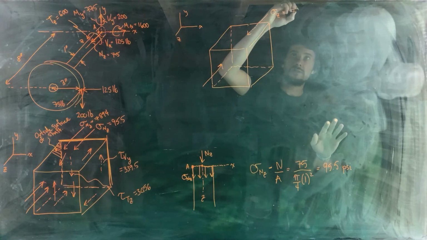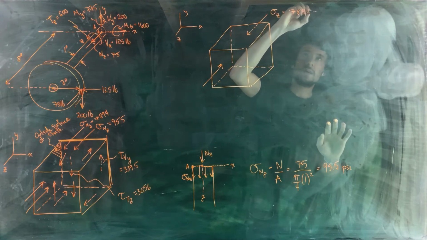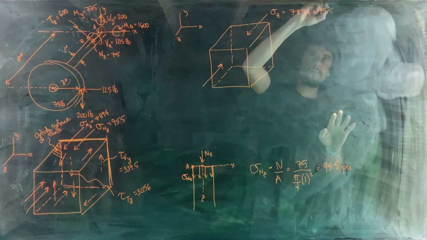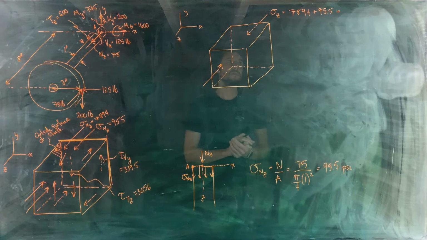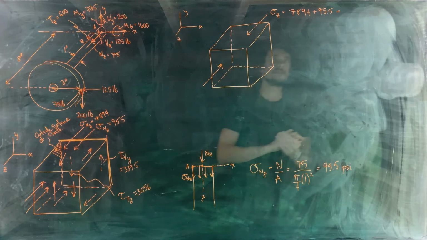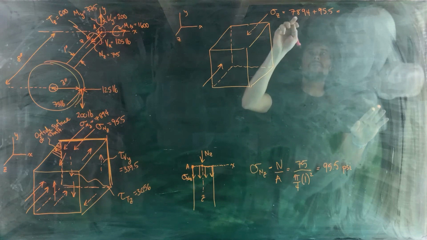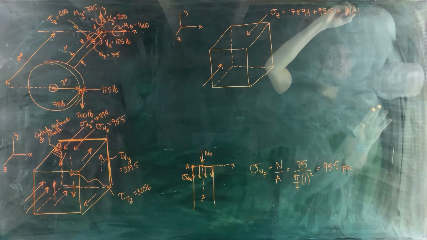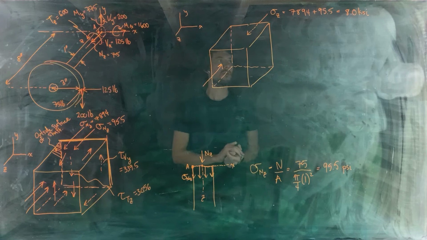So we've got 7894 psi plus 95.5 psi. Those are going to sum to give us 7.9 something, so 8.0 KSI there. Okay, if we round it, 8.0 KSI.